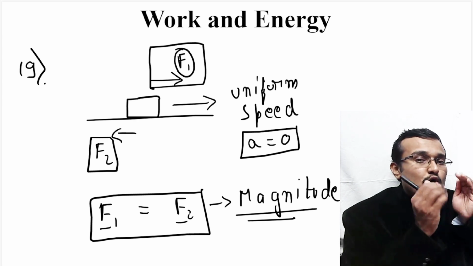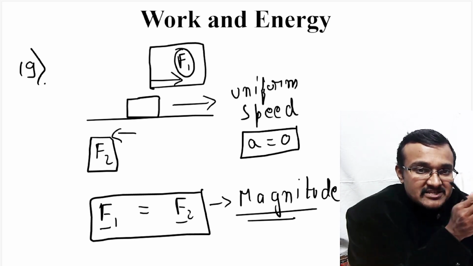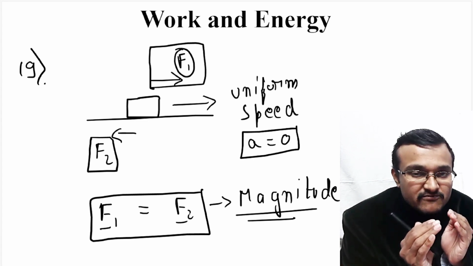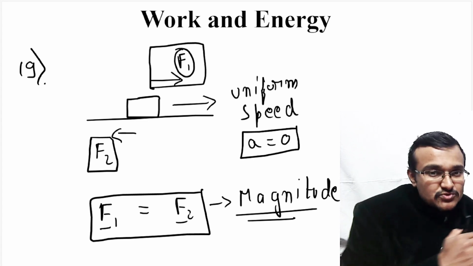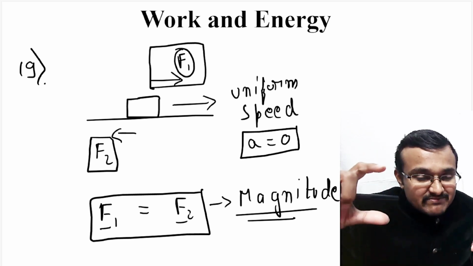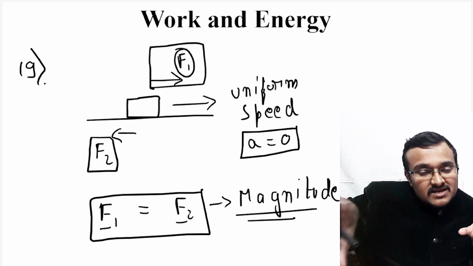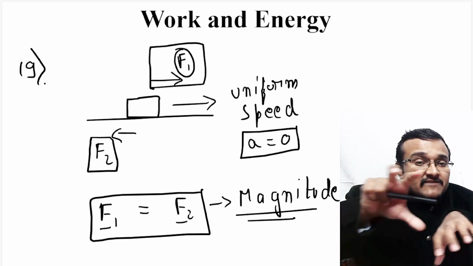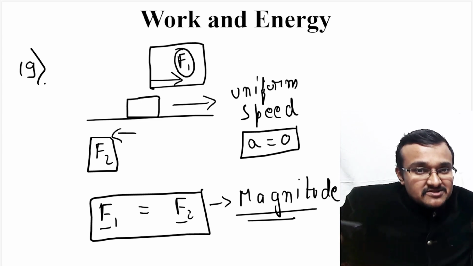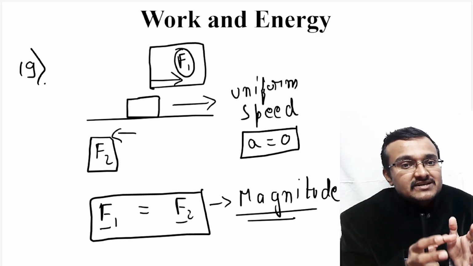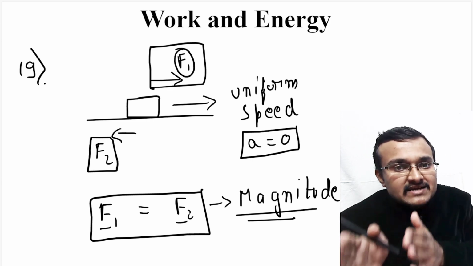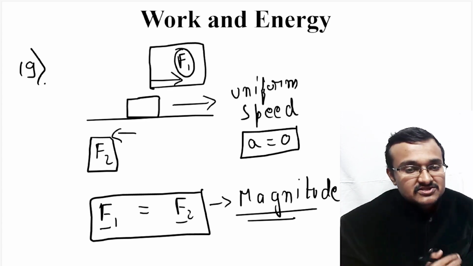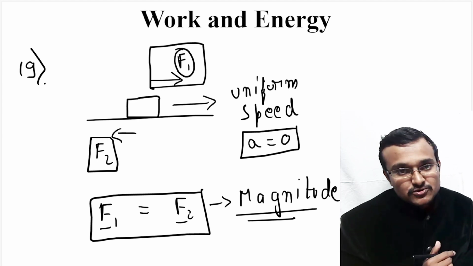So that means all the set of forces along the direction of motion and all the set of forces opposite to the direction of motion, when they are equal in magnitude, then that particular object remains at rest or it remains in uniform motion. So in this case there is no acceleration, that is, acceleration is zero.